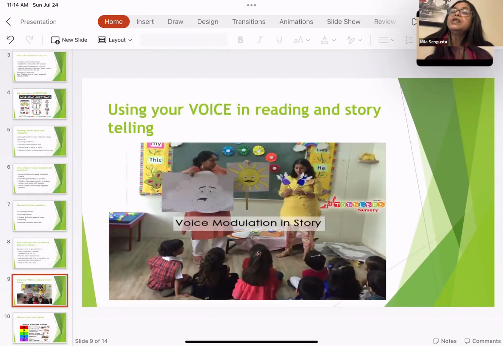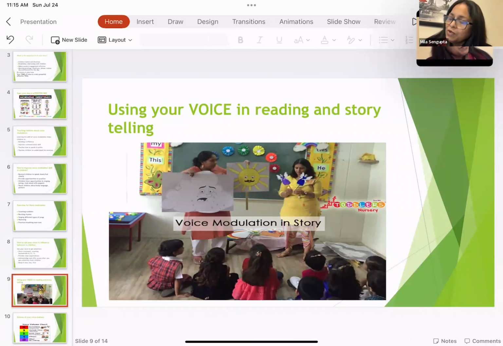Using your voice in reading a story, or storytelling, what we call. When you are telling a story, in this case, if you look at it, both the teachers are using different kinds of props and pictures for retelling the story. This kind of modulation, tone, and active participation holds the children's interest. The children are engaged. Look at the children sitting in this picture. They are looking at it in awe. Like they want to see it. They want to be engaged.